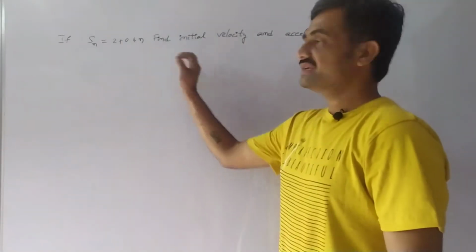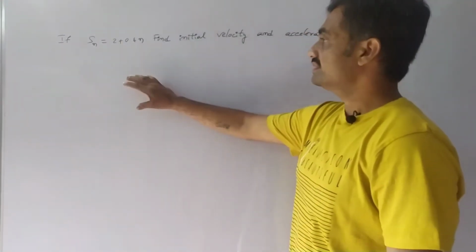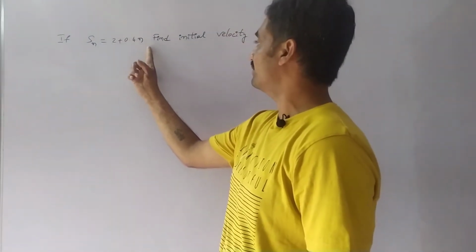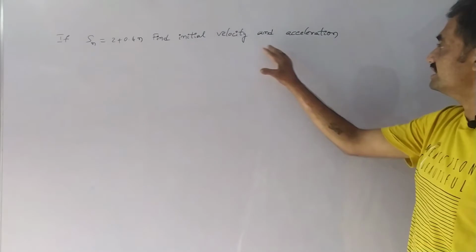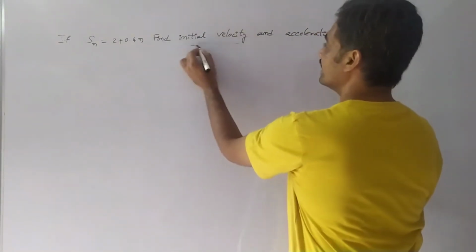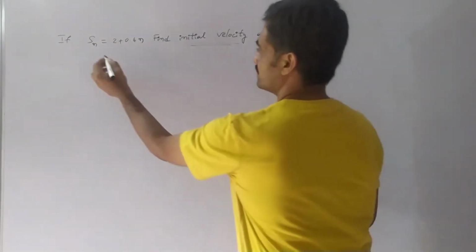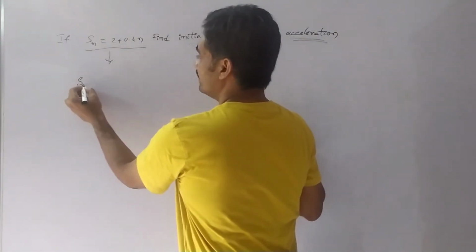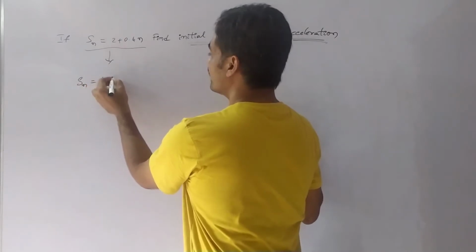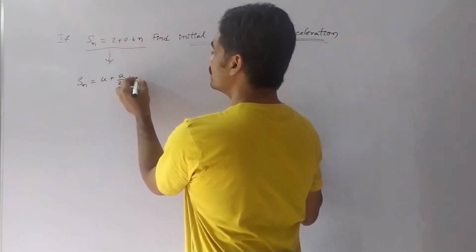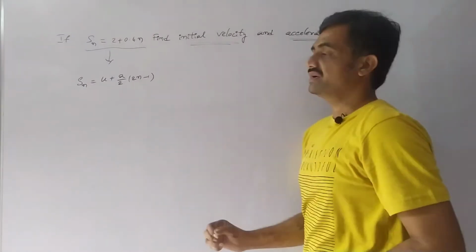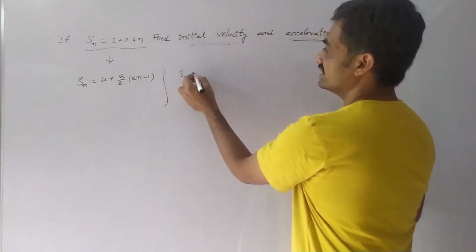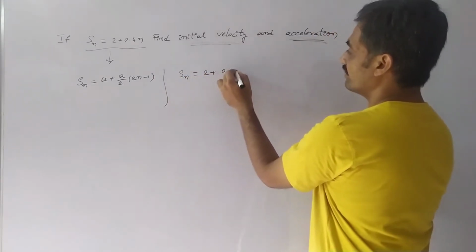Now let us solve a numerical based on this equation. The first problem is: if Sn equals 2 plus 0.4n, find the initial velocity and acceleration. Here we have to find the initial velocity as well as the acceleration based on this equation. This equation is similar to Sn equals u plus a by 2 into 2n minus 1. In order to attain this form, we consider the equation Sn equals 2 plus 0.4n.